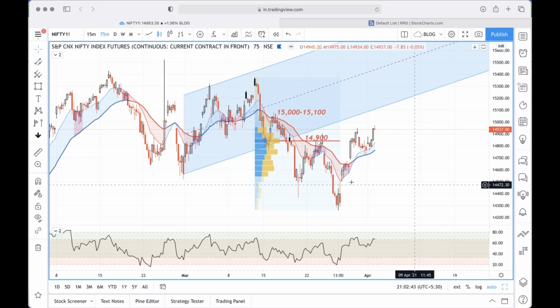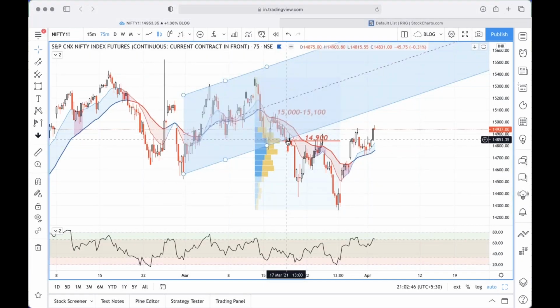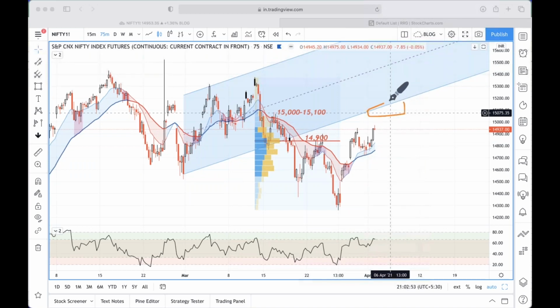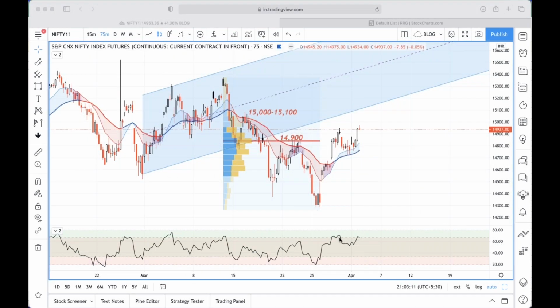This channel breakdown is what we saw on the daily charts, and now it's very likely that we can see a retest of this zone, the channel border on the downside. 15,000, 15,100 is the level to keep a close watch at for the Nifty futures. The short-term trend has now again turned positive if you look at the moving averages or the RSI 9 that I'm using down here, which has moved into the green zone.